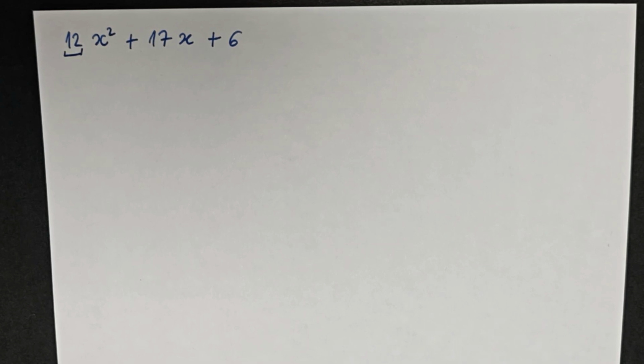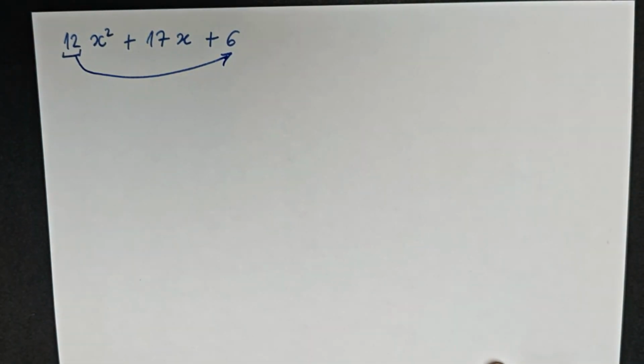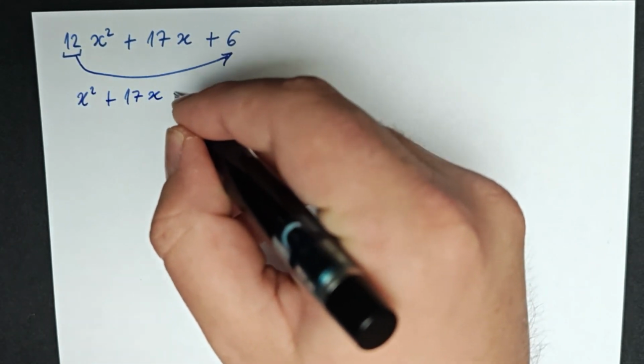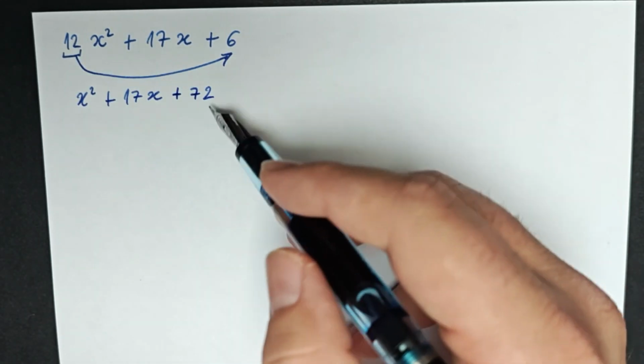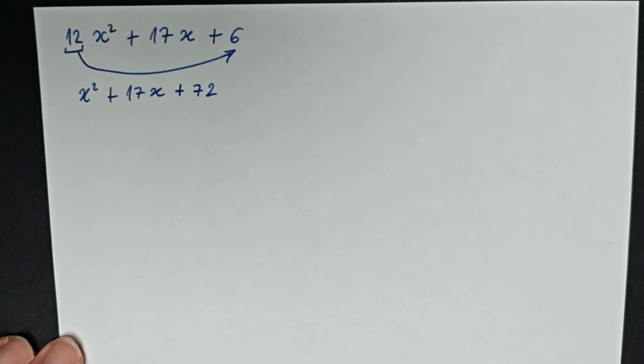Well, the first step of this method is to take the leading coefficient 12 in this case and multiply it by the free member, which is 6. The trinomial then gets transformed into x squared plus 17x plus 72. 12 multiplied by 6 is 72. The second step is to factor the new trinomial we have.